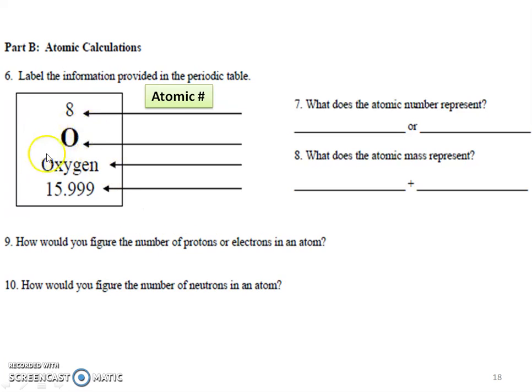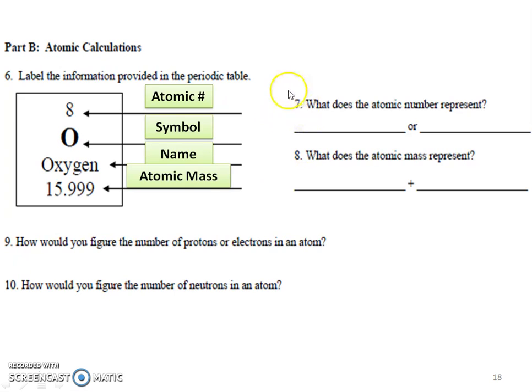What does that O represent? That O represents the symbol. What does oxygen represent for that element? Its name. And what does this 15.999 represent? Again, the atomic mass. So it's up to you again. You want to pause and write this information or continue on.